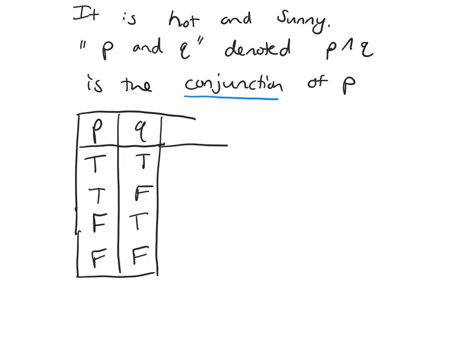And now let's look at the conjunction P and Q. In order for P and Q to be true, you need both P and Q to be true. So in the first line, P and Q are both true, so the conjunction would be true. But in all the other rows, one of them is false, so the conjunction would be false.